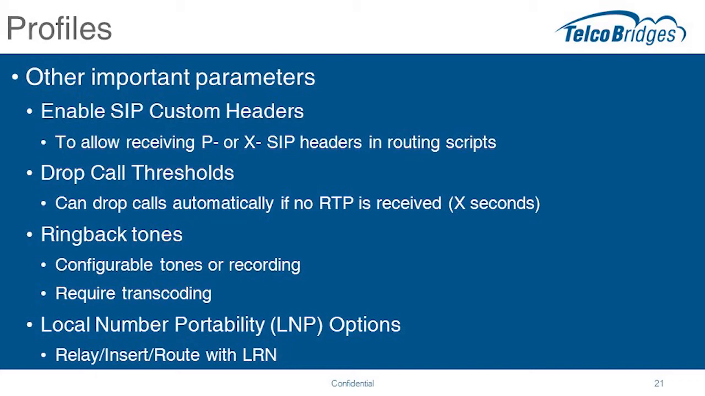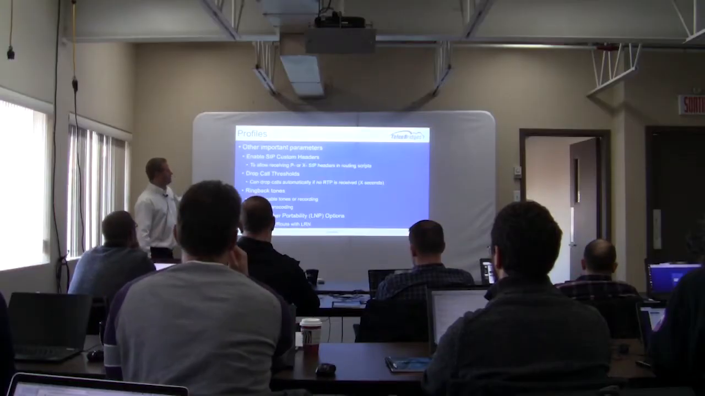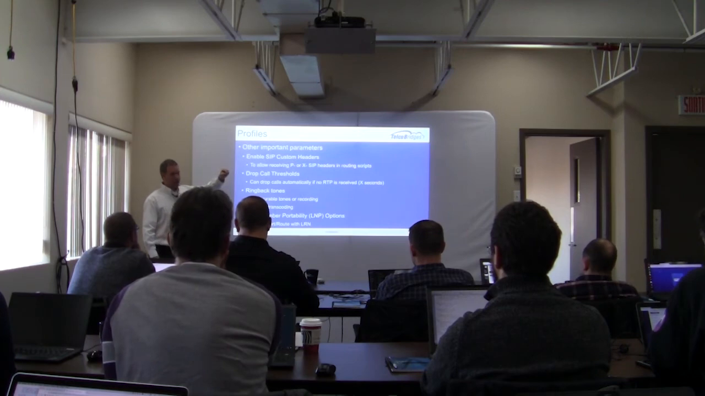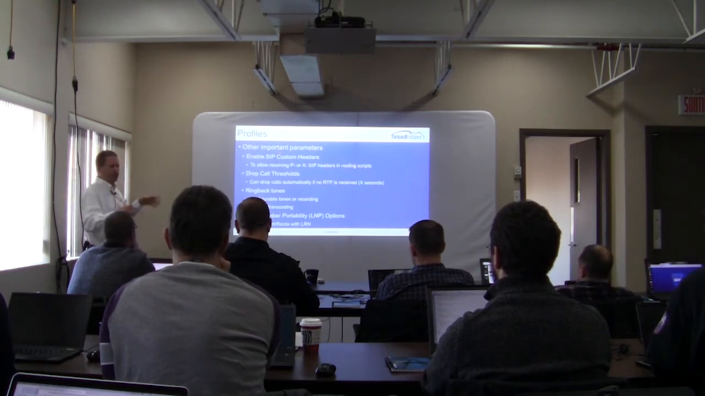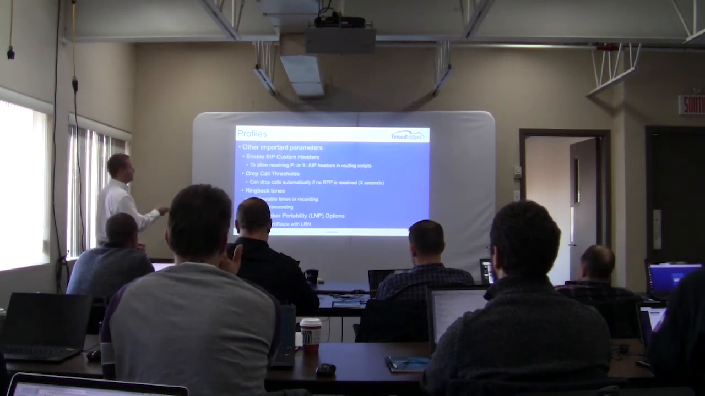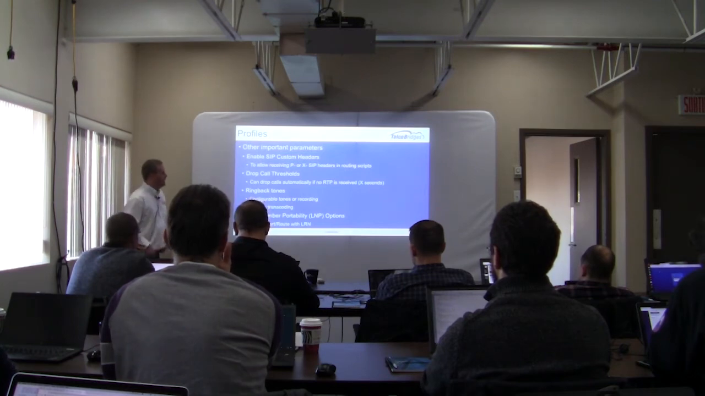Okay, in the profiles, more stuff in the profiles. Profiles are attached to networks, network access points, right? So that's why we want to configure those profiles. Enable SIP custom headers. So there's a specific parameter to say I want to have SIP custom headers. That's the only way to receive them in the routing scripts. I think by default it's not checked. So if you're using the routing script, you need to check this parameter.